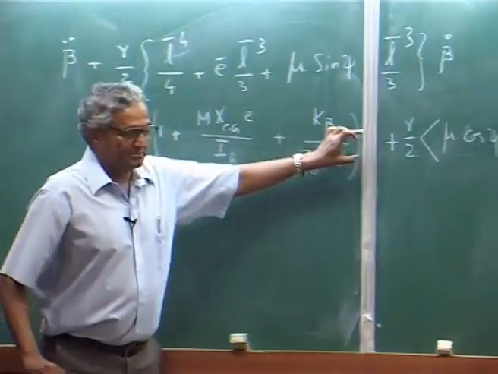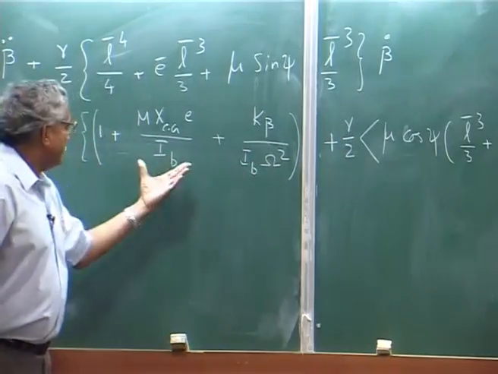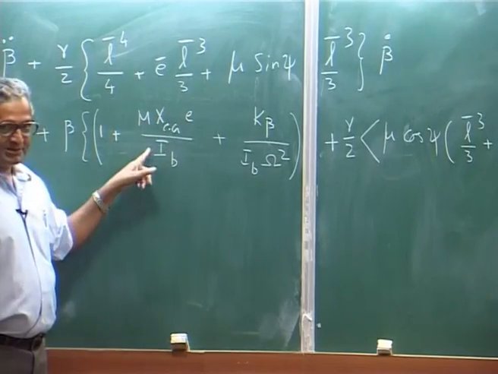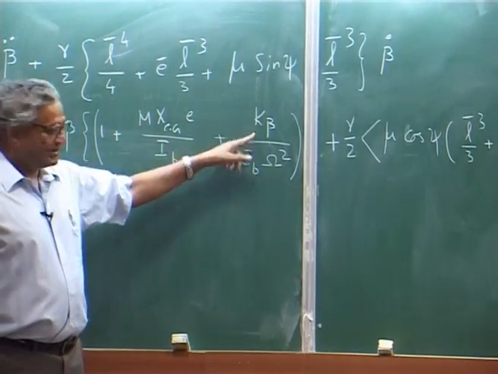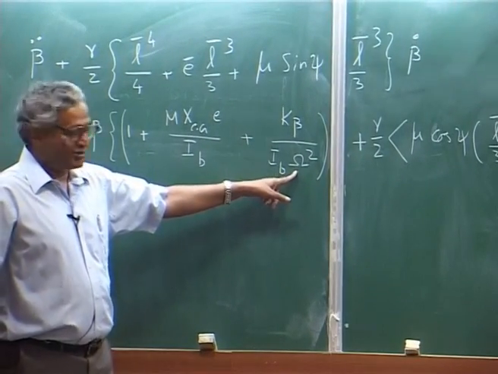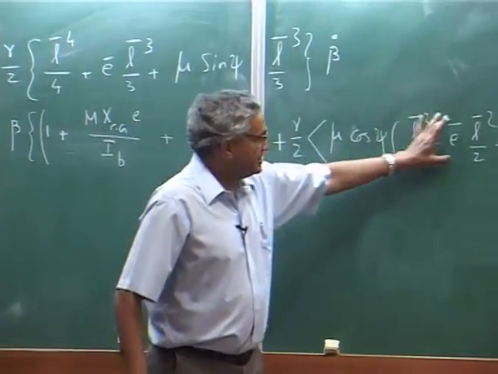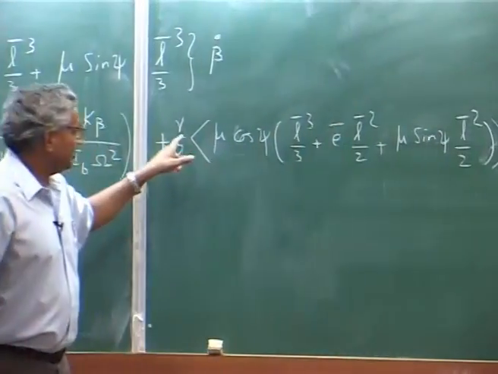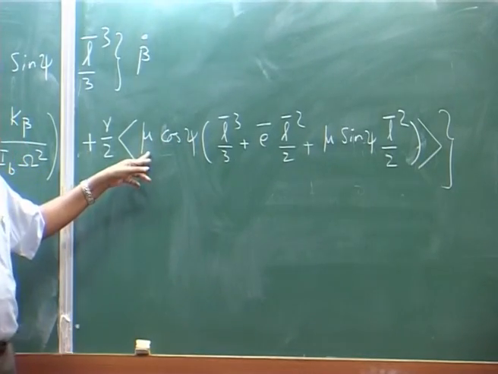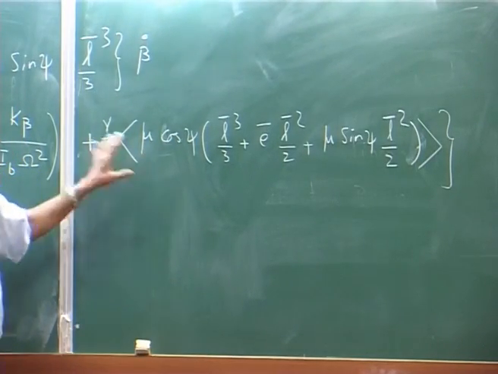This is my stiffness term, please understand. I have 1 plus, this I will explain to you what this term is: root spring divided by blade mass moment of inertia, non-dimensional omega square. This is due to the aerodynamics, gamma, and this is time varying. This is only with respect to mu, forward speed. If forward speed is 0, this term is 0.